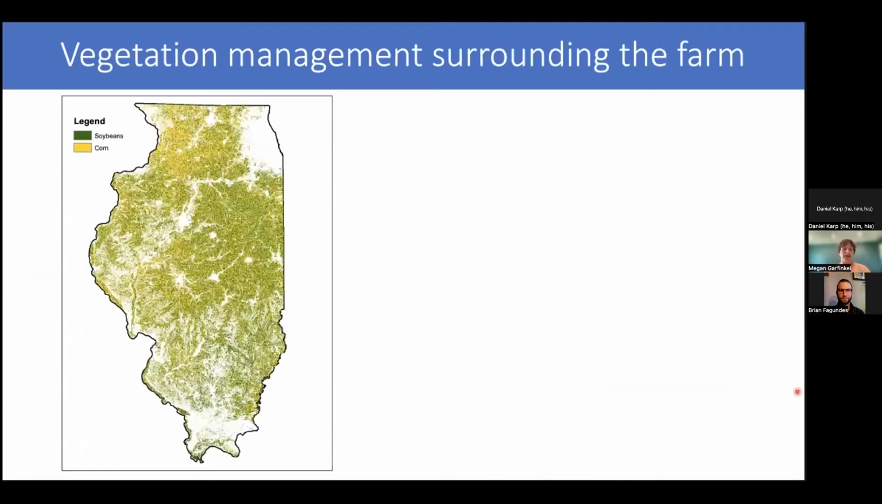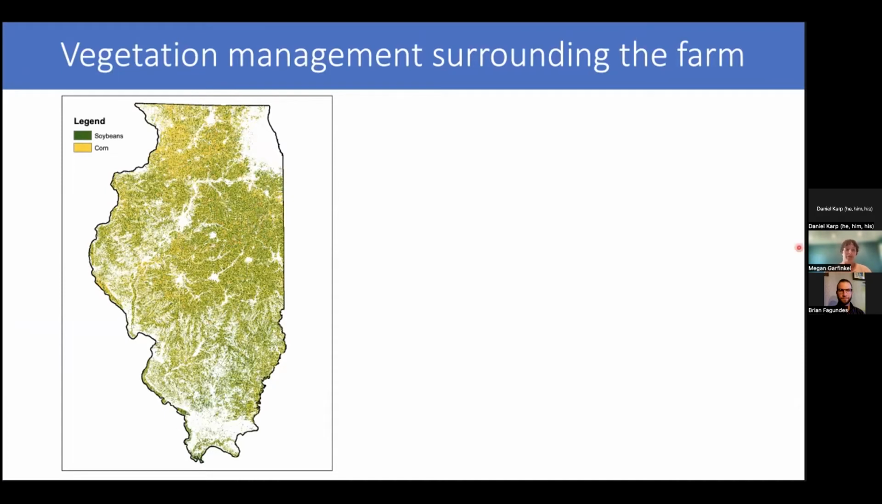So I'm going to move on a little bit to the vegetation management surrounding the farms and how that affects pest control services. So in some areas that are totally dominated by either agriculture or development, you're really only going to get these larger, healthy bird communities where patches of natural habitat still exist. So for instance, this is a map of Illinois. That's where I'm based right now. And you can see everything in yellow is corn, everything in green is soybeans. It's really the majority of the state is cropped in these two types of crops. This is a map from 2016, but it basically looks the same now.